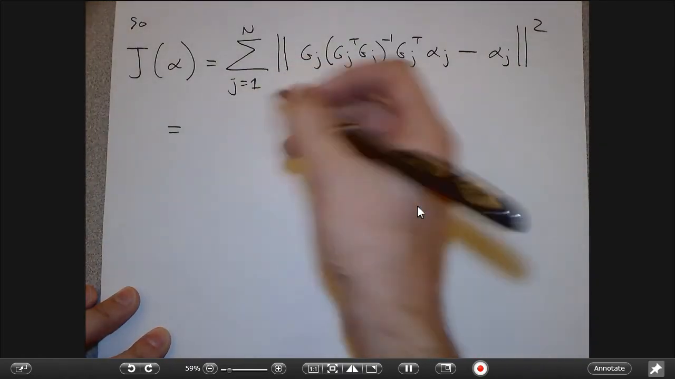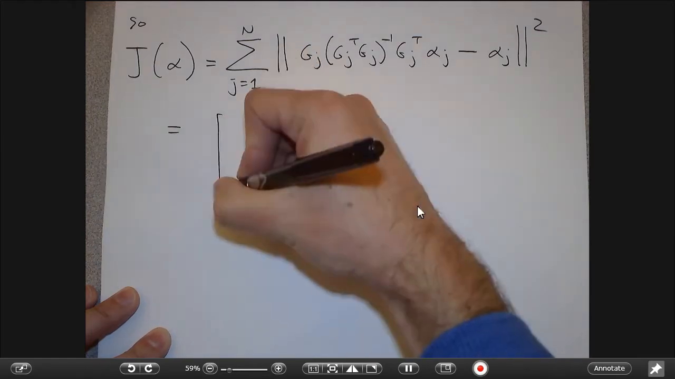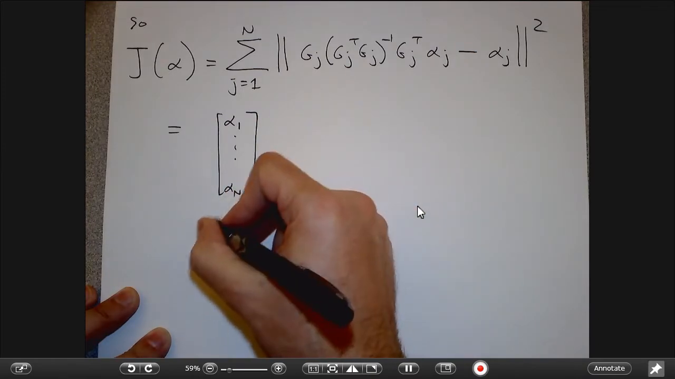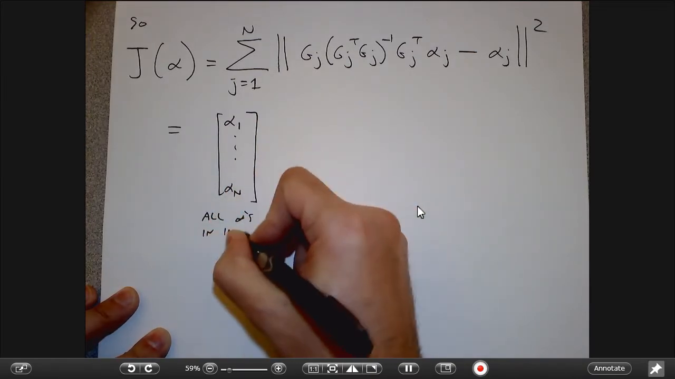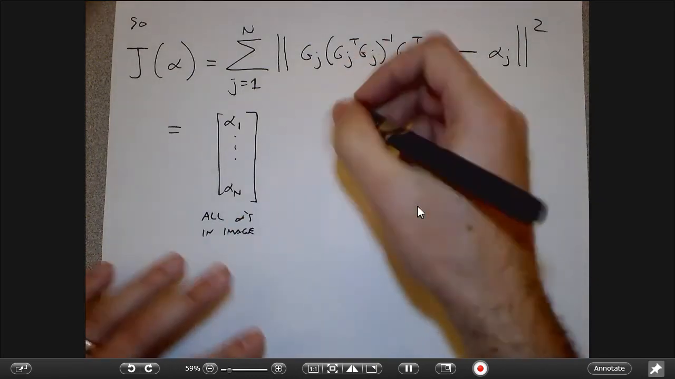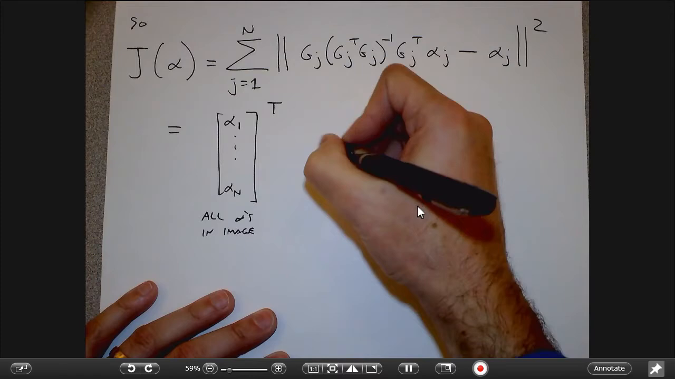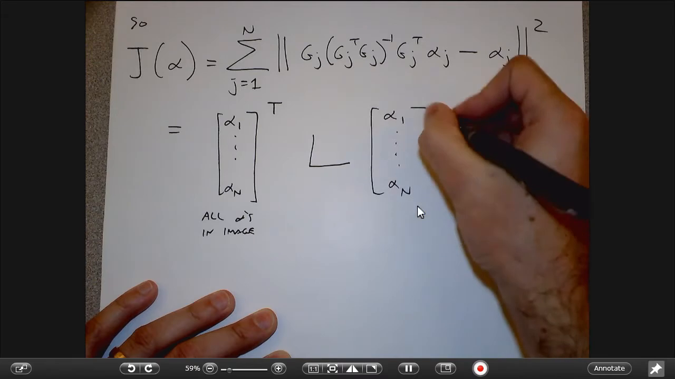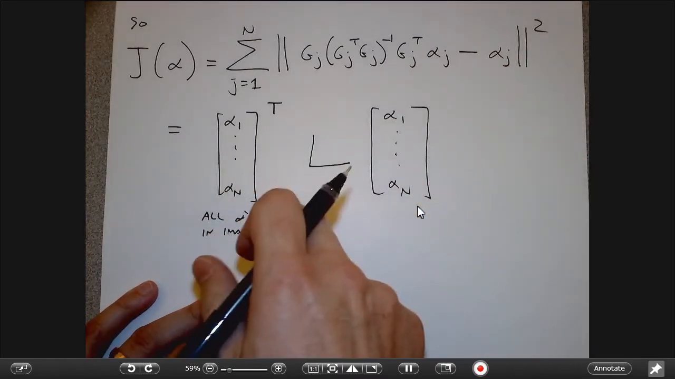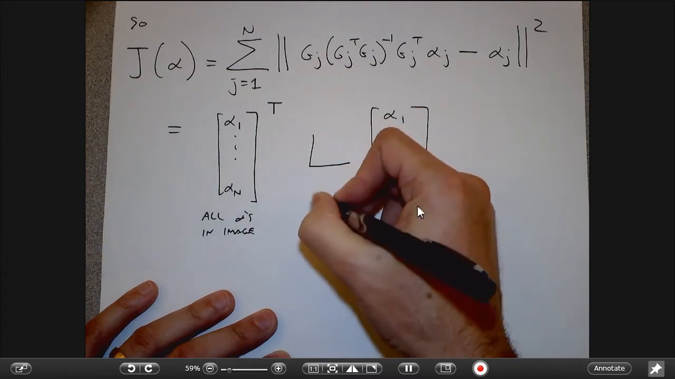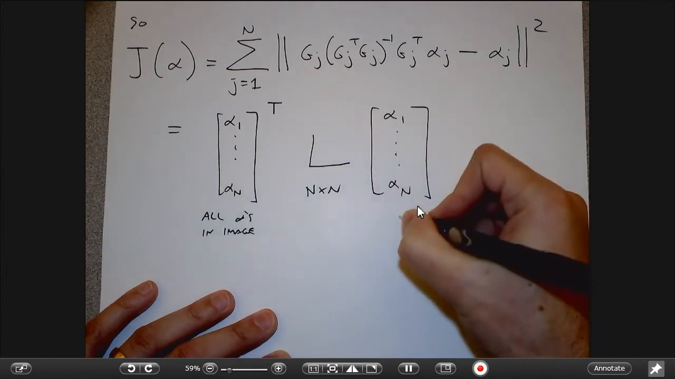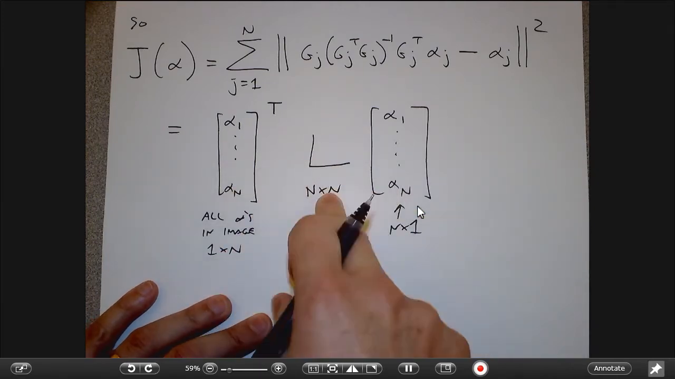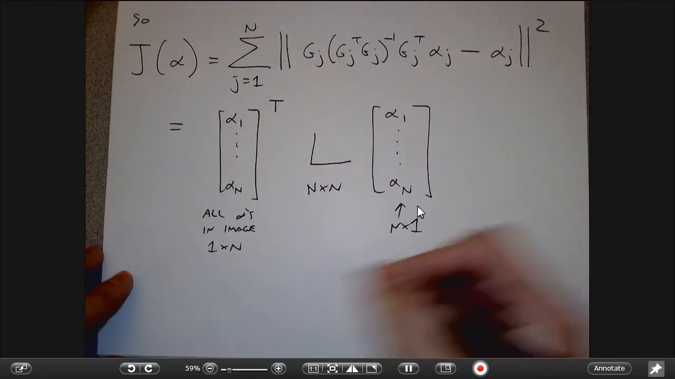So again, what I could do is I could write this like I take a vector of all the alphas in the image. So this is all alphas in the image. And I can rewrite this cost function as this nice vector times some huge matrix times this vector, right? So this is like a 1 by n vector. This is an n by n matrix. This is an n by 1 vector, right?